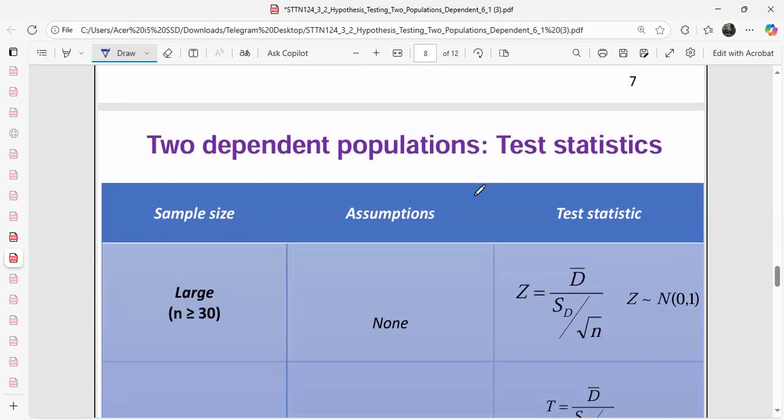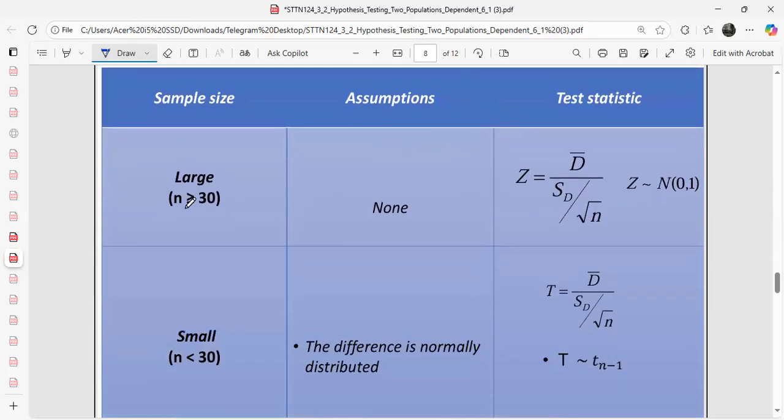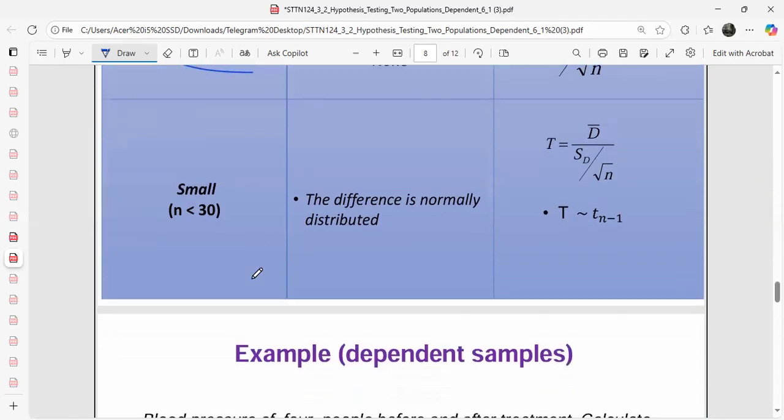Okay, let's go and check the question. Here it is. Now check the value of N. If N is large, you're going to use the one for the Z. If N is small, you're going to choose the one for the T. But you see, the D bar, SD, N is the same thing here. But you need to check if N is large or small. But most of the time, with this kind of question under the dependent hypothesis testing, the sample will be small. You will see on the table when we do the questions.